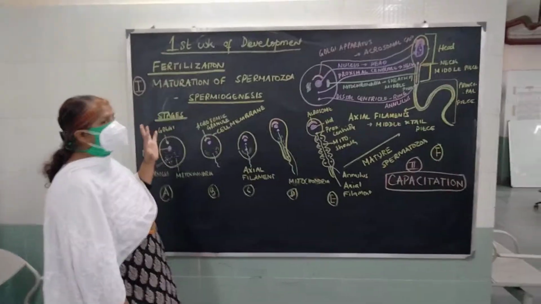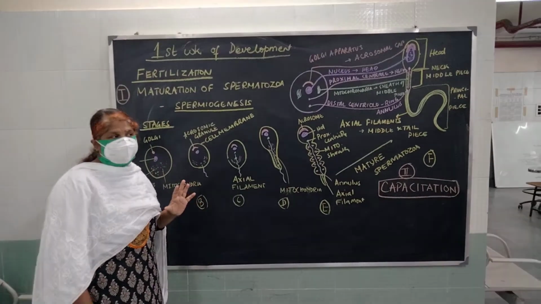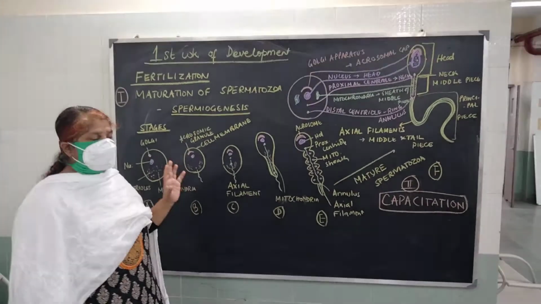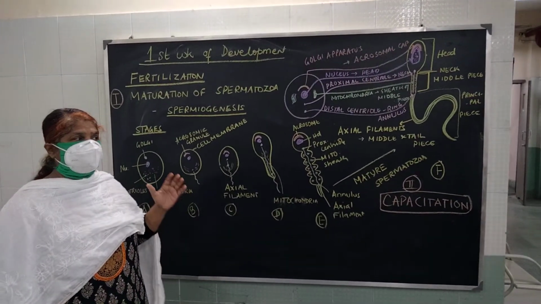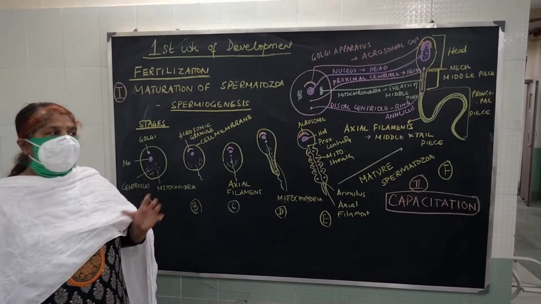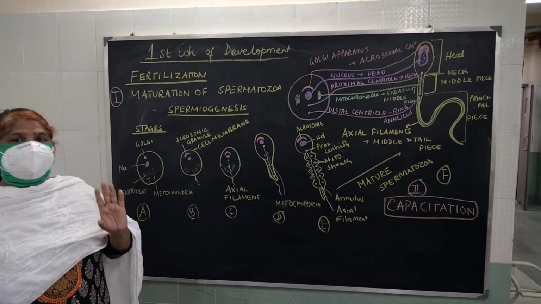First week developments are in the fertilization. We have finished the topic of gametogenesis, that means the development of gametes, spermatogenesis, that is development of sperms, spermatozoa, and oogenesis, the development of the oocyte. So these we have completed.